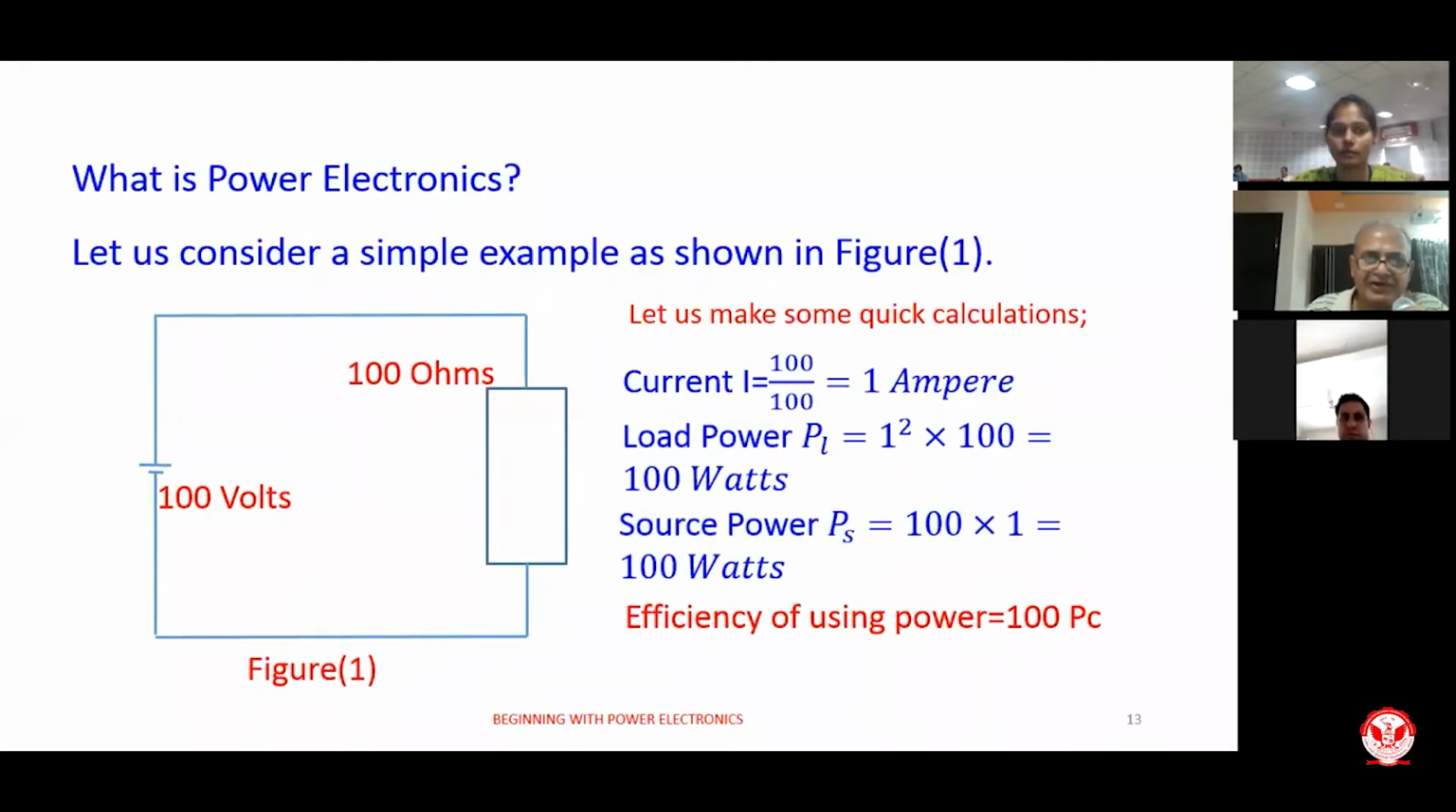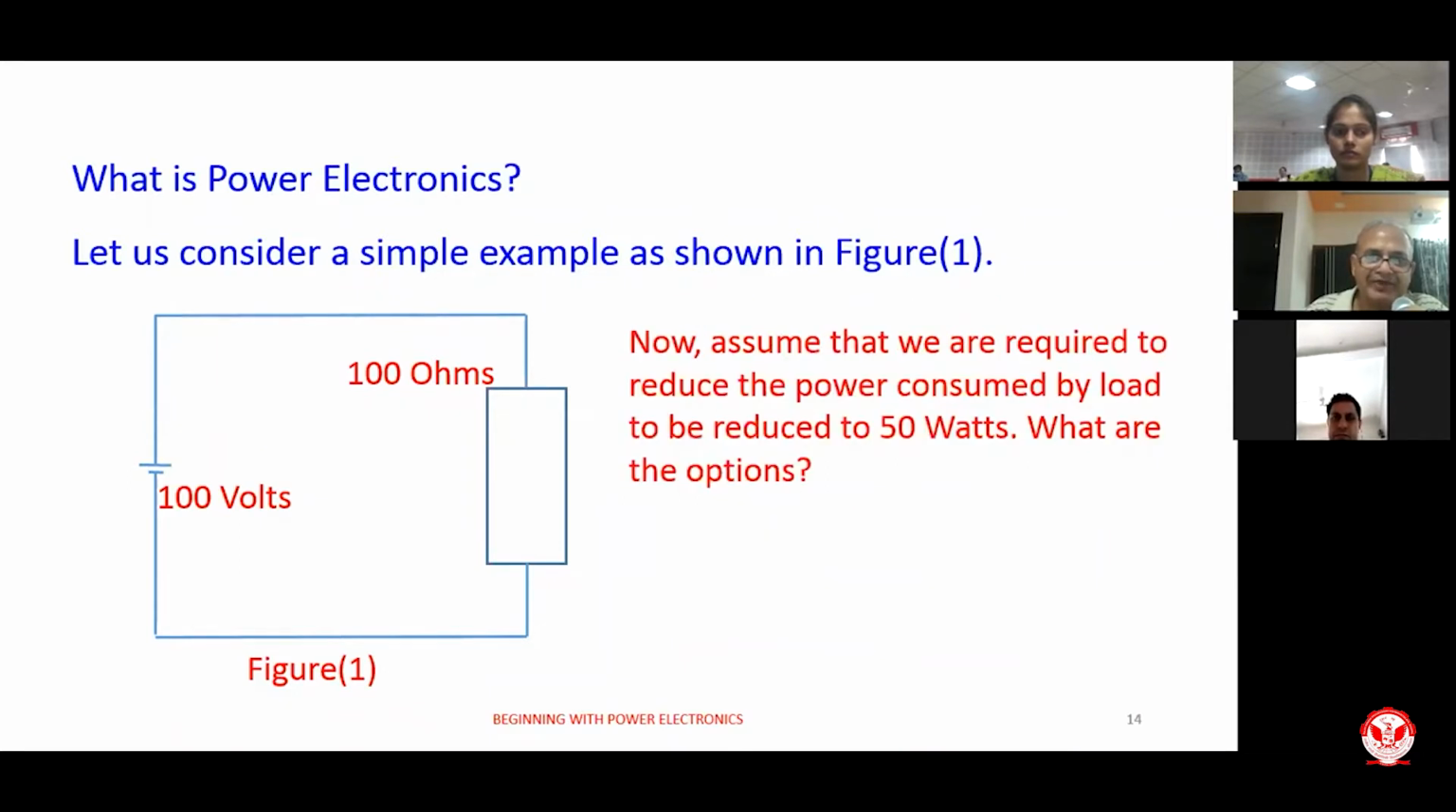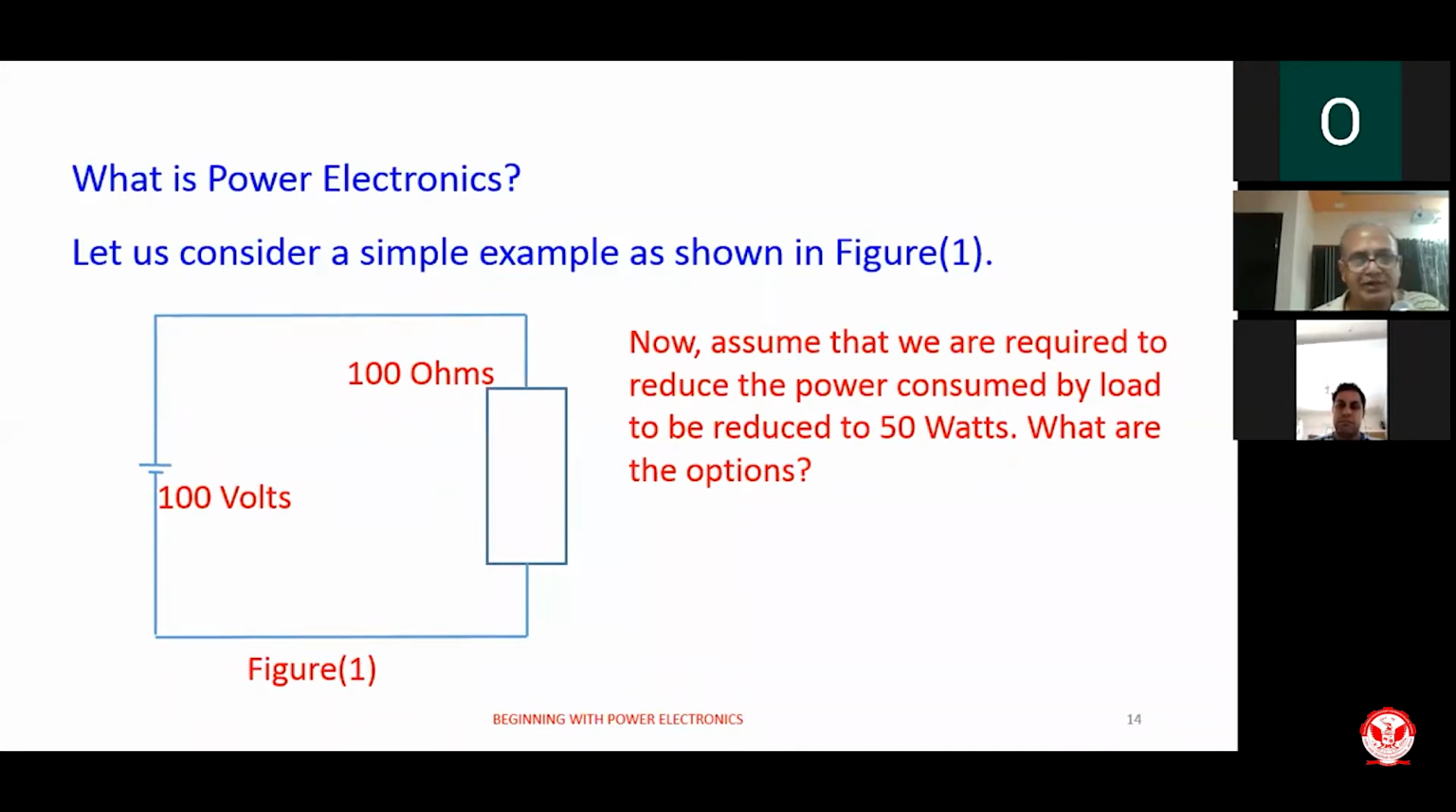Efficiency of using the power by this simple combination is 100%, which is something like ideal, which we want to achieve all the time. Now, let's make the problem a bit more complicated, towards our practical life. I don't want to make any change in the source. My source will remain 100 volts. My load will also remain the same, 100 ohms, but I want that somehow the power consumed by the load must be reduced to 50 watts rather than 100 watts.